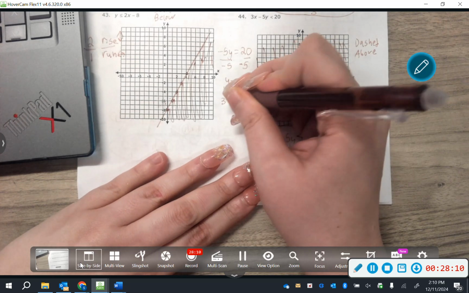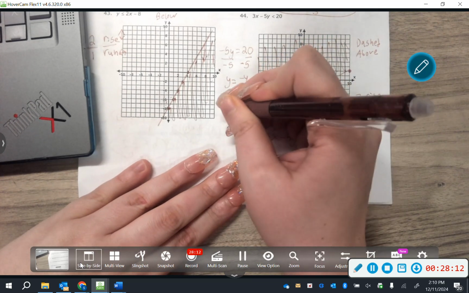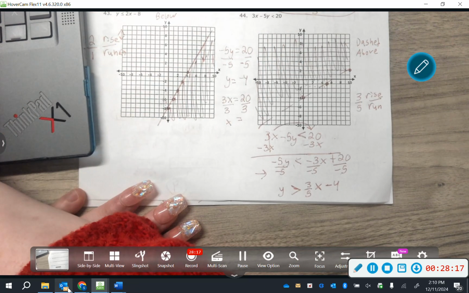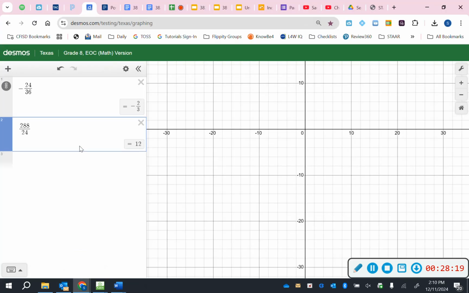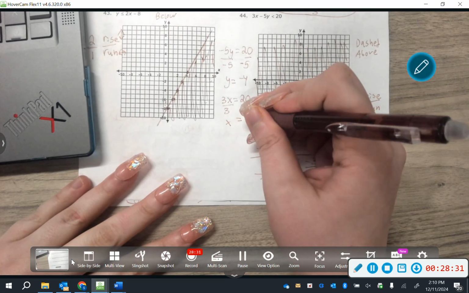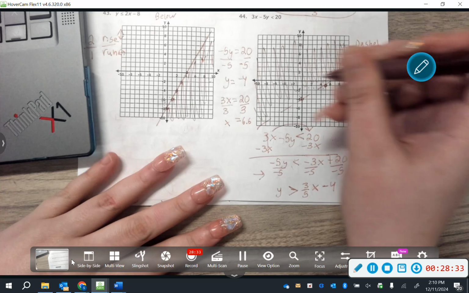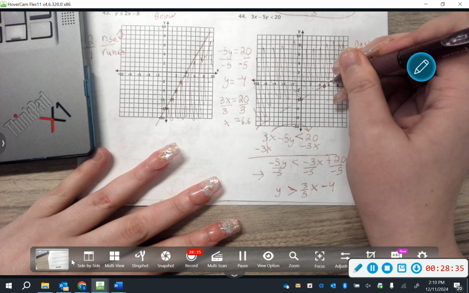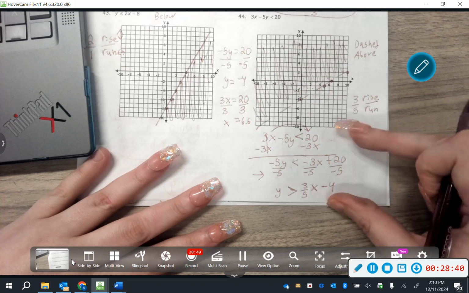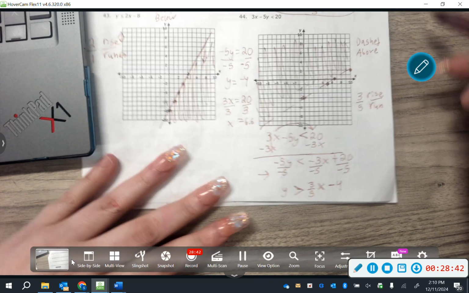3x equals 20. Divide both sides by 3. X equals 20 divided by 3, which is 6 point something, so it's going to be some point after 6. On my graph, it's like 6.6 and so on. I would put a point on 6 point something and then sketch my line. Either one would have worked. All right.